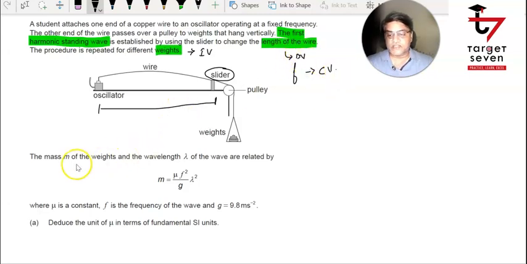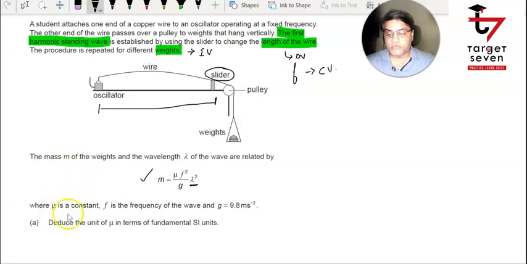He further goes on to say that the mass of the weights m and the wavelength lambda of the wave are related by this particular equation. Now, if you notice carefully, the length of the wire is actually the dependent variable, but in this equation there is nothing related to the length of the wire. We need to understand that based on the length of the wire, the value of wavelength here is changing. Alright, so he continues to say that this is the formula which relates the mass of the weights that are hanging down there and the wavelength of the wave that has been established in this particular stretch or length of the wire.